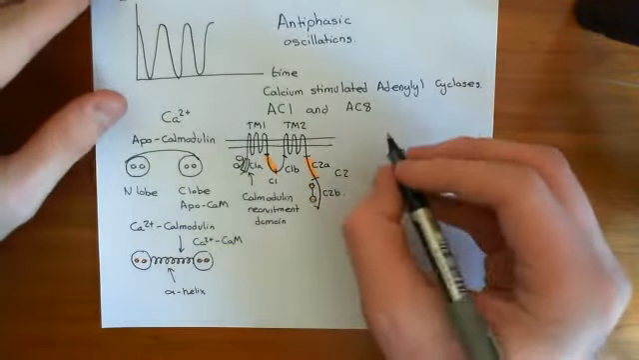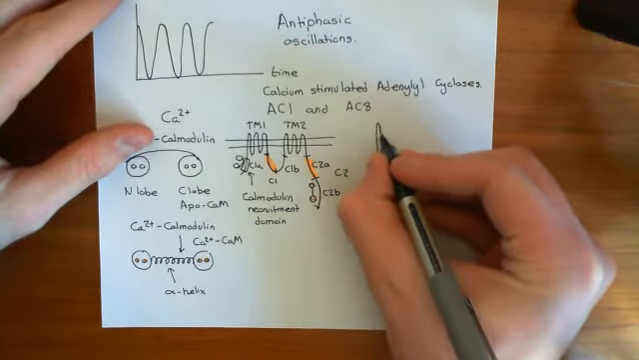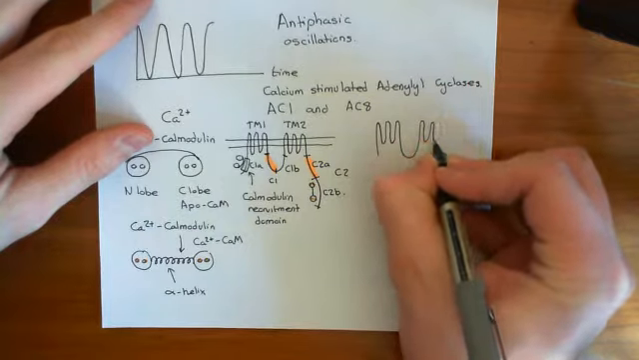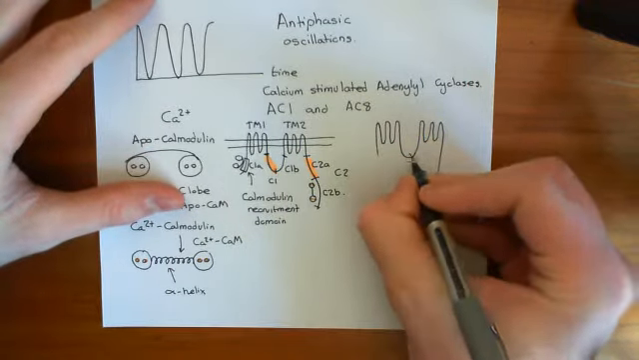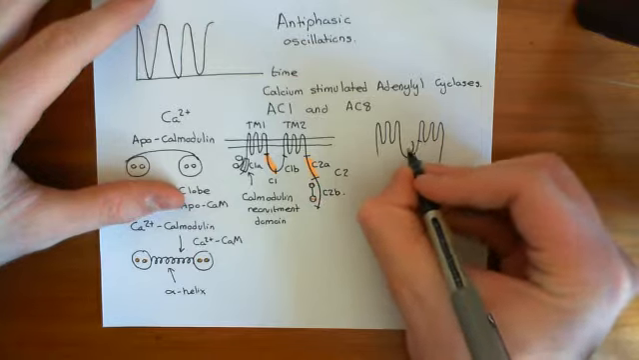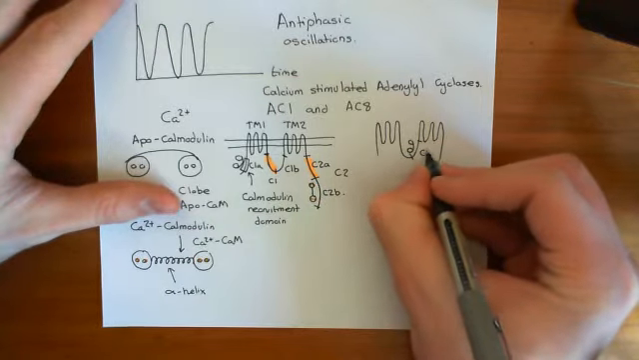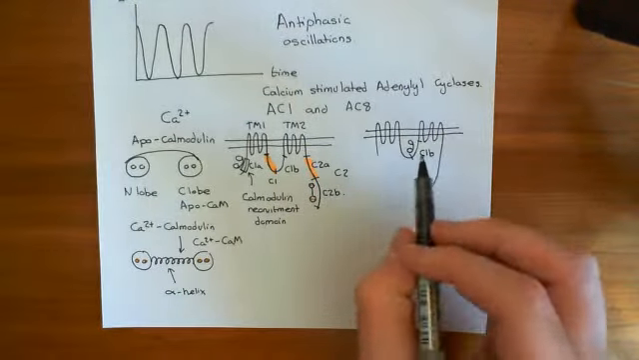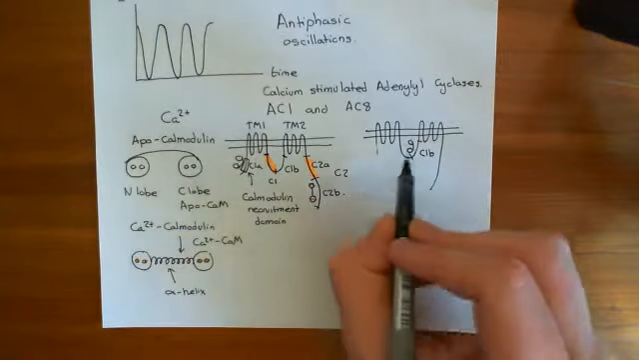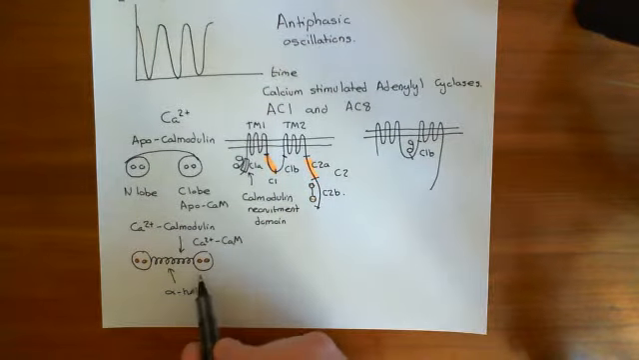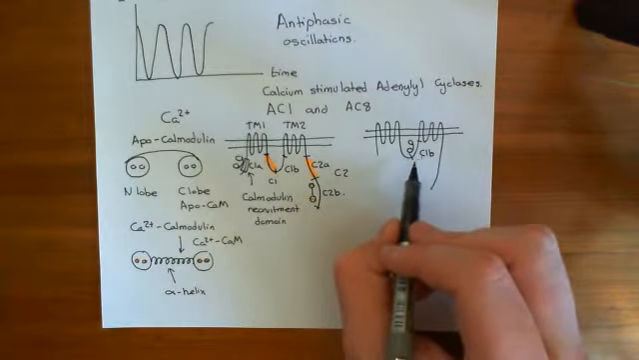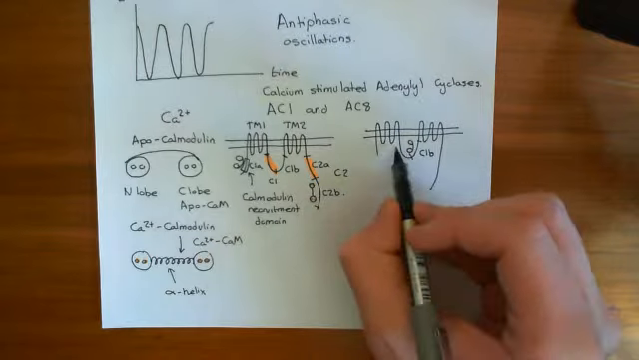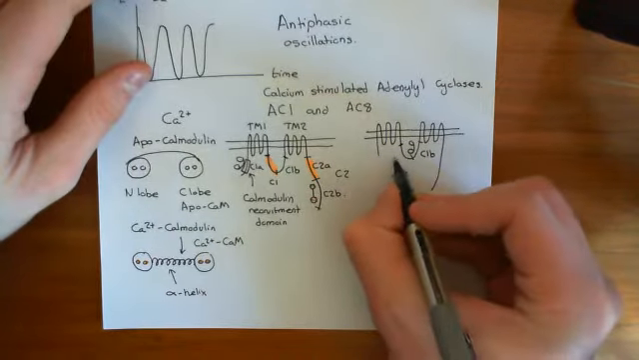So in adenylyl cyclase 1, and I might just redraw it out. So here's our adenylyl cyclase 1 here. Basically, what happens in adenylyl cyclase 1 is that the apocalmodulin binds to this C1b region here. So this is C1b, and I'll just draw the phospholipid bilayer there. And basically, when the calcium goes up in the cytoplasm, this apocalmodulin transforms to a calcium calmodulin complex, and it remains bound at C1b.